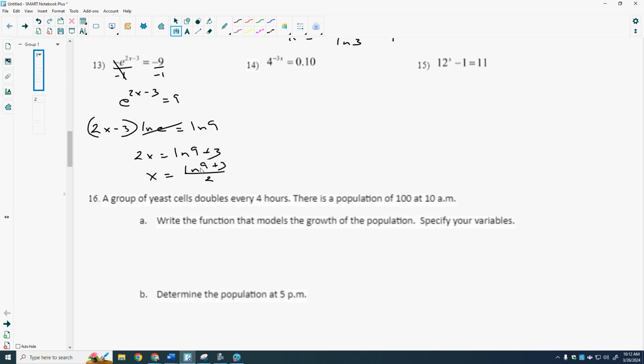Okay, 14. Exponential's by itself. I've used a lot of ln's. Let's do something different. Divide. And I get x equals.